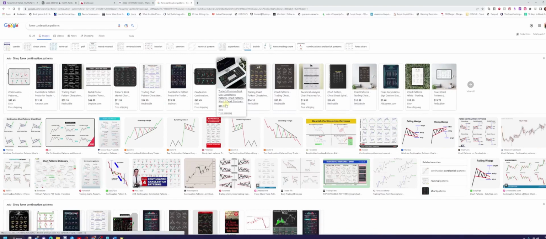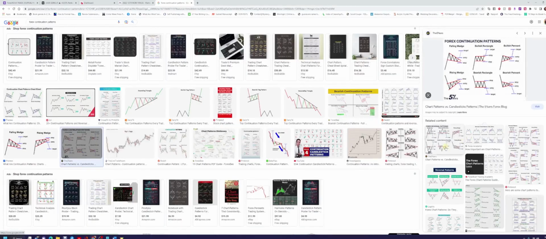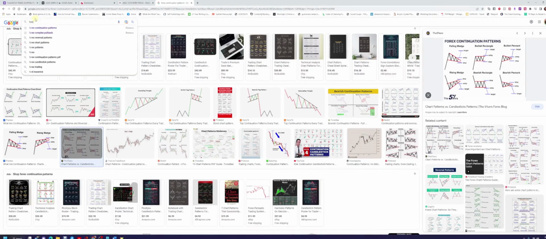If you go to Google and type Forex continuation patterns and look under images, you will see these different images. When the market is doing a pullback or accumulating, it's looking to accumulate orders, run liquidity, and then take the intended move. You can also do Forex reversal patterns and do the same thing. Go under images.